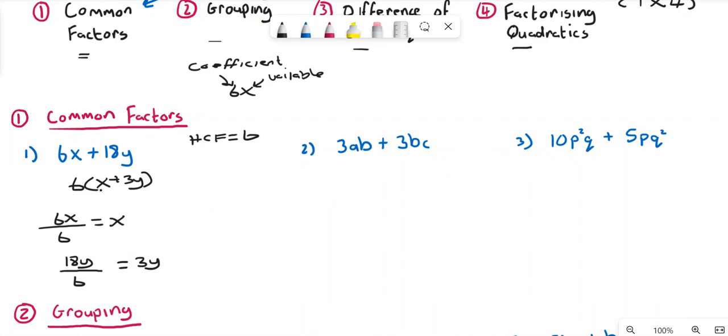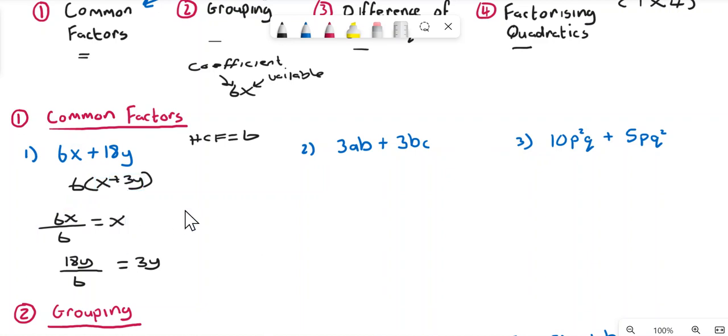Okay, so that is factorizing using the common factors. So you look at each of the terms, you identify the highest common factor for each of the terms, which in this case it's 6. So it's the highest value that will divide into each of the terms that's in the expression. You open up a pair of brackets, you put the highest common factor on the outside of the bracket, and then you divide each of the terms by the highest common factor, and whatever your answer is, you put them inside the brackets like so.